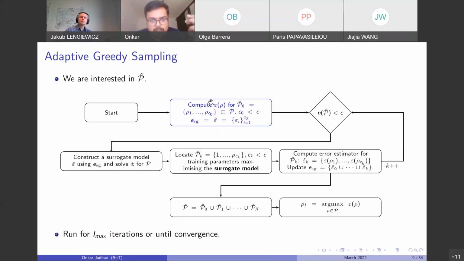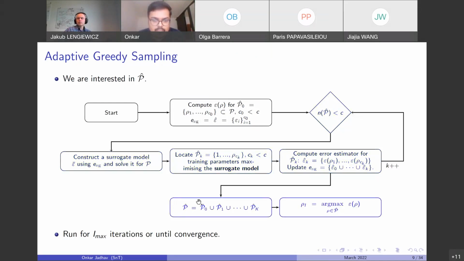First, we start by computing the error estimator over some subset P_cap_0 of cardinality C0, such that C0 is less than C. Now we use these error estimator values to construct a surrogate model, and we solve the surrogate model for the entire parameter space P. As we are solving the surrogate model instead of the error estimator for the entire parameter space P, which is much cheaper to solve, this method is computationally advantageous. Now we select the first Ck parameter groups that maximize the surrogate model, and we keep repeating this process until the total cardinality of our parameter set P_cap reaches C.